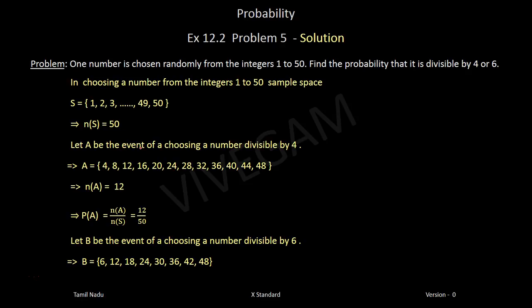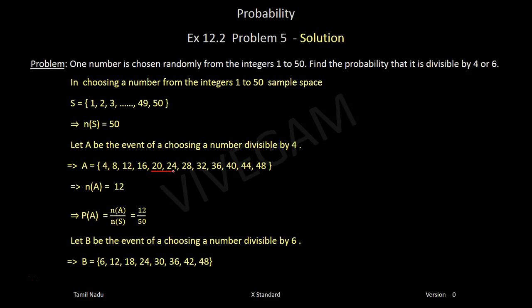Now, let A be the event of choosing a number divisible by 4. Right? Divisible by 4 means you will have to select all the outcomes which are divisible by 4. So, the outcomes are 4, 8, 12, 16, 20, 24, 28, 32, 36, 40, 44, 48.